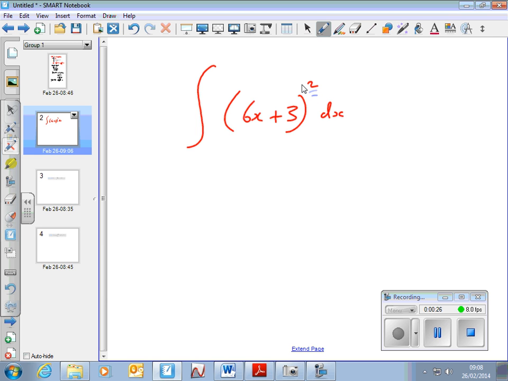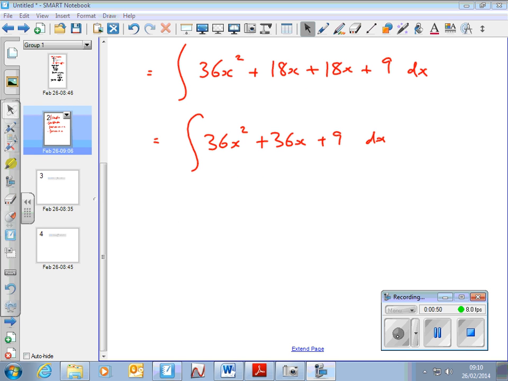This equals the integral of (6x + 3) times (6x + 3) dx. So now I'm going to multiply out the brackets, collect together like terms, and then try and integrate that. I'll just pause while you try multiplying out the brackets and collecting like terms. So that gives us this, multiplying out the brackets.